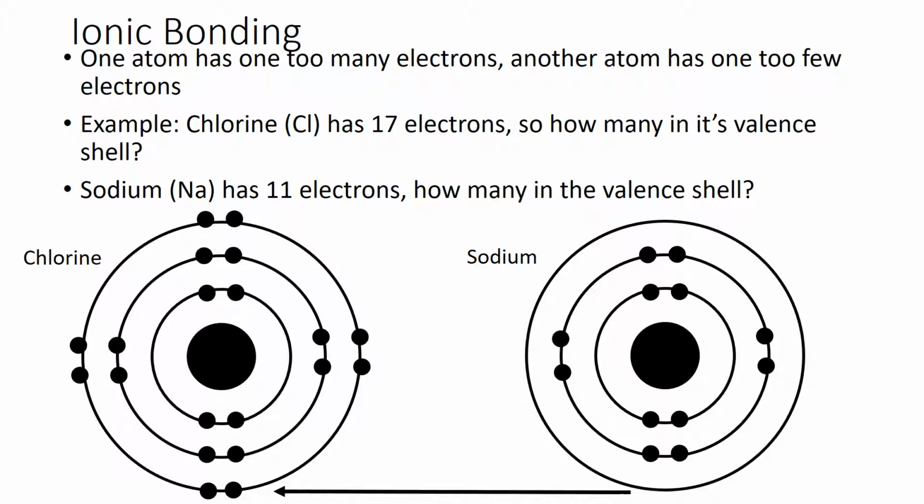And now, since opposite charges attract, sodium and chlorine are going to float around together because they're attracted to each other because of the difference in charge. And that's the basis of the ionic bond. It's called an ionic bond because these are now ions since they're charged.